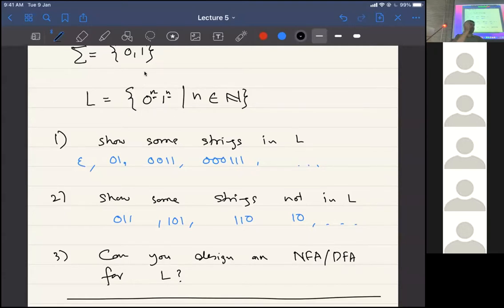So once it was reading zeros, it has to know, or it has to count, or it has to keep track of the number of zeros it has already encountered. And that would require some amount of memory available to the machine. And we know that DFAs do not have any additional memory apart from whatever state it is in, right? So once the machine reaches a state, it does not remember where it came from.